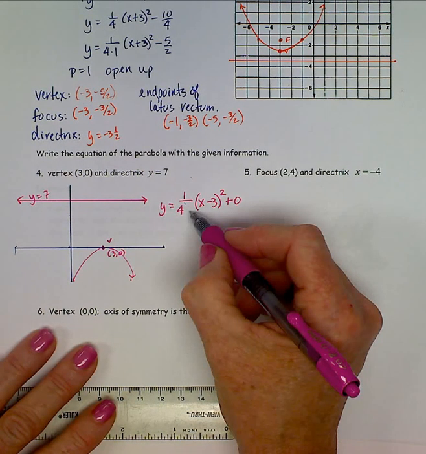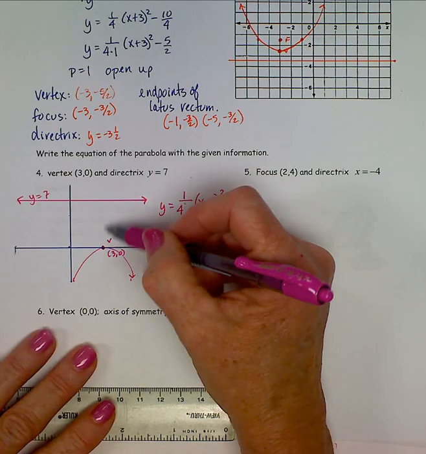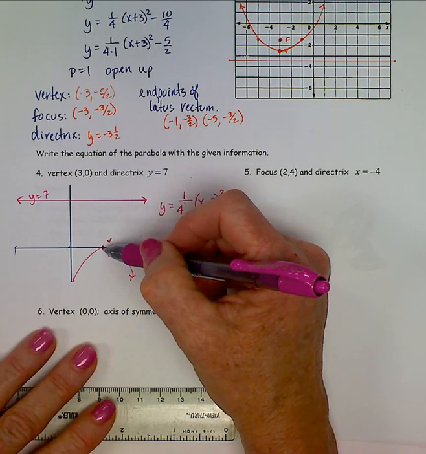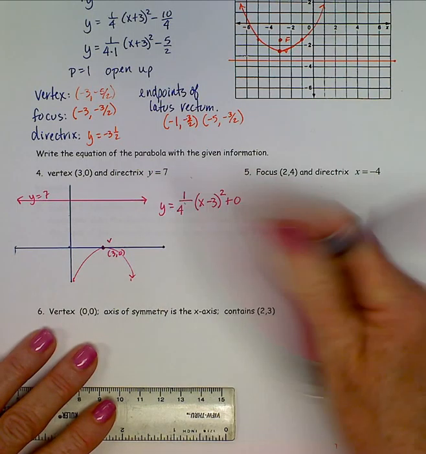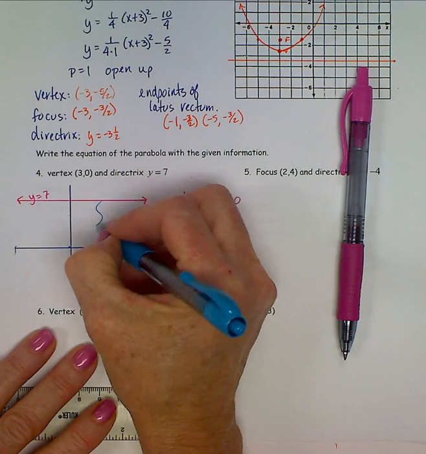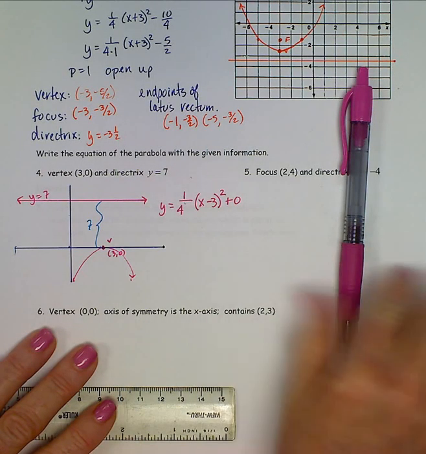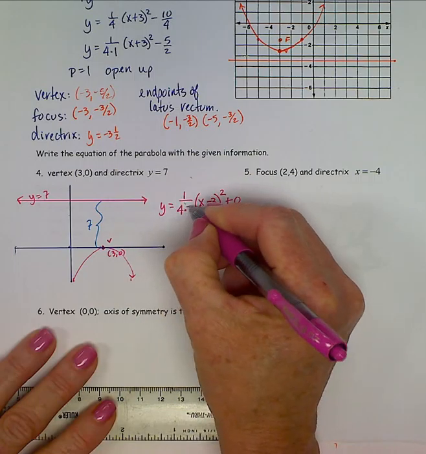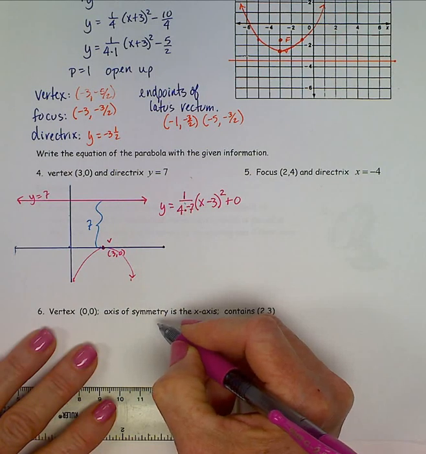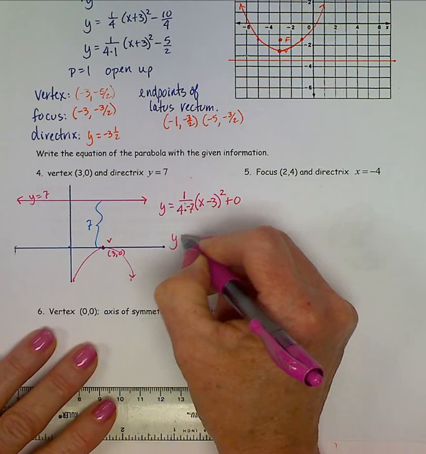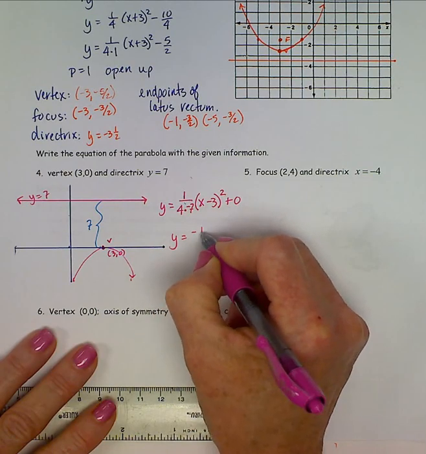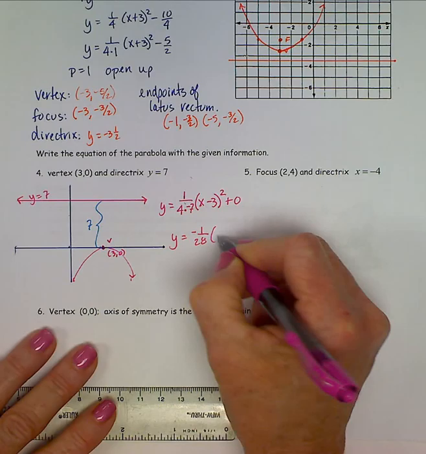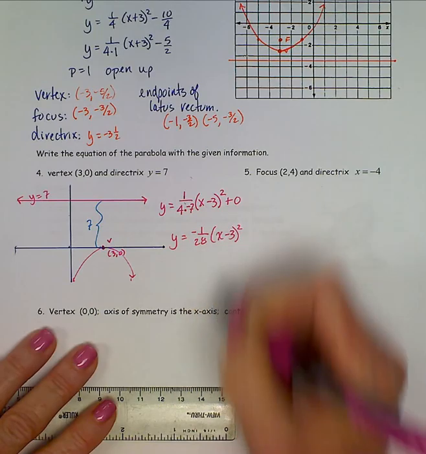p is the distance between the vertex and the focus, or the vertex and the directrix. And this distance right in here is 7. And because the parabola is opening down, p is going to be a negative 7. Cleaning this up, y is negative 1 over 28 times an x minus 3 quantity squared.